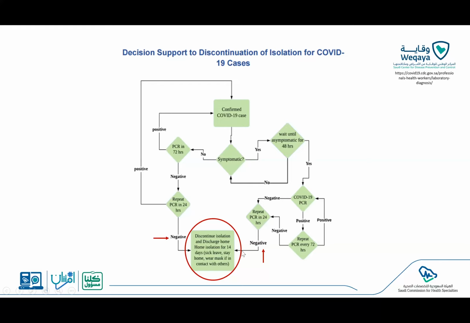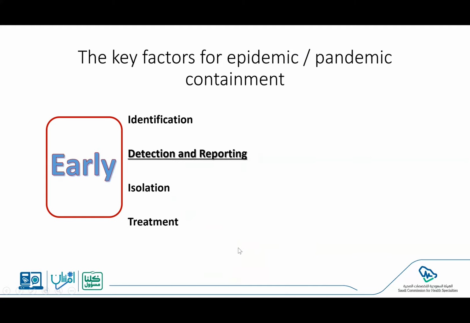Because the lab result is very important, we go back to the key factors. The most important key factor, what's considered the central part of the puzzle that's so critical in controlling the epidemic, is the detection and reporting of lab results. Because it affects the identification of cases, might reform the case definition, lets us study the epidemiology more, and allows for early isolation of all cases.